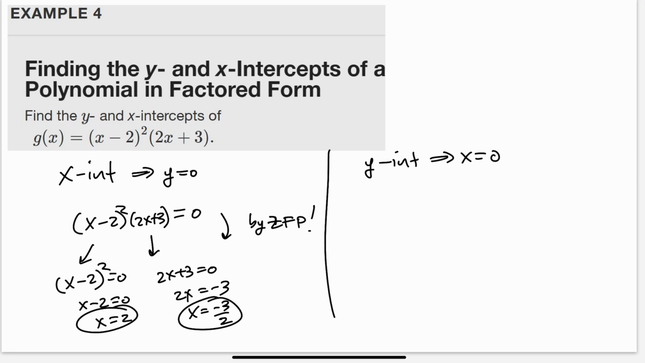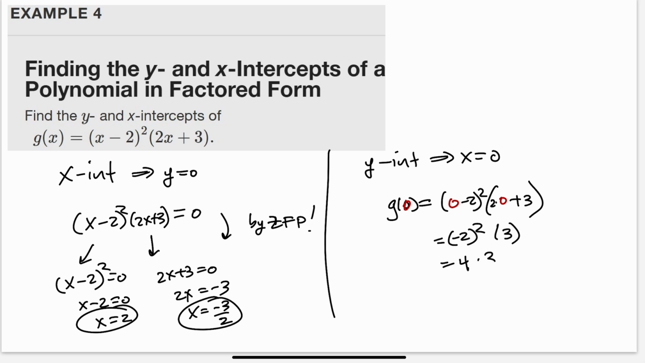And then for your y-intercept, that's where x is equal to 0, you simply just plug in 0. So if I plug in 0 here and here, I get 0 minus 2 squared. Here I get 2 times 0 plus 3. So this gives me negative 2 squared, which is 4, and this gives me 3, so I get 12. So y equals 12 is our y-intercept.